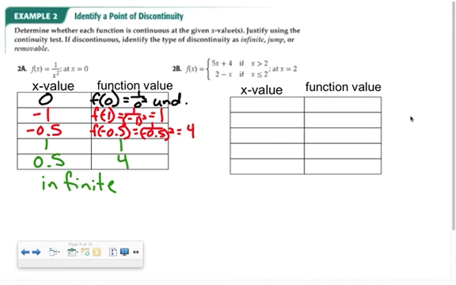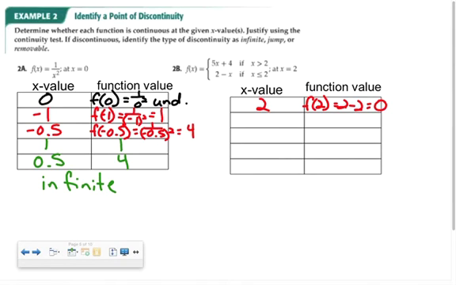This time I'm testing for whether the function is continuous at 2. So my x value this time is 2. And in this piecewise function, I'm going to take that 2 and plug it into the second piece of the function. So f of 2 would equal 2 minus 2, which is 0. So f of c does exist.